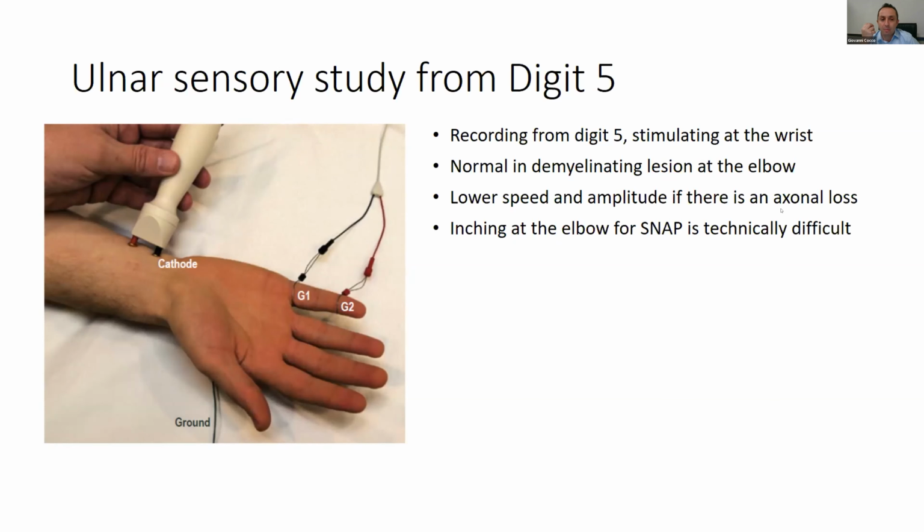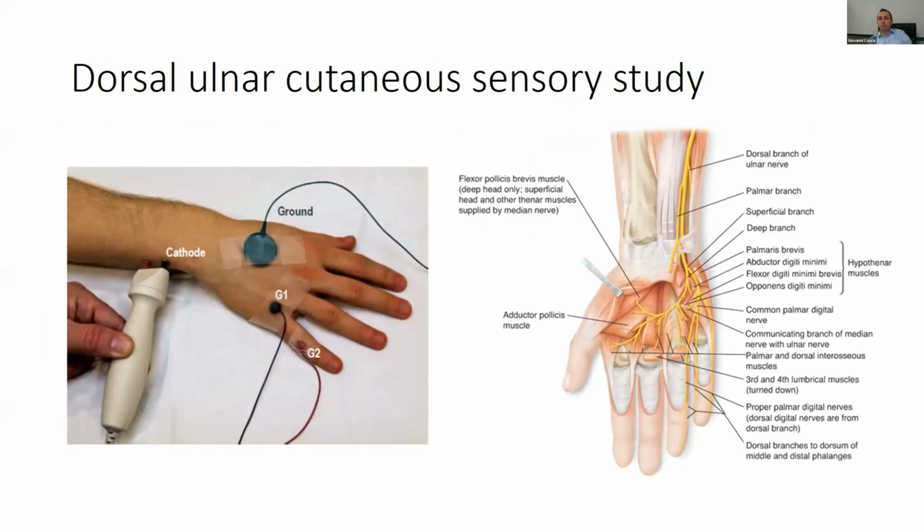Conversely, if we find some axonal damage at the level of the sensory fibers, it would be difficult to say whether the lesion is located at the wrist or at the elbow. So for this reason, it is very often useful to record the sensory velocity from the dorsal ulnar cutaneous nerve. The dorsal branch of the ulnar nerve originates about 5-8 centimeters above the wrist, and it is responsible for supplying sensation in the dorsal medial hand.